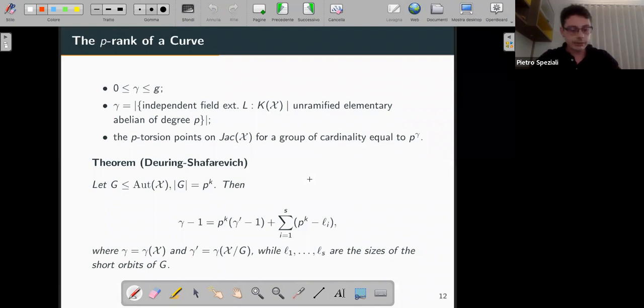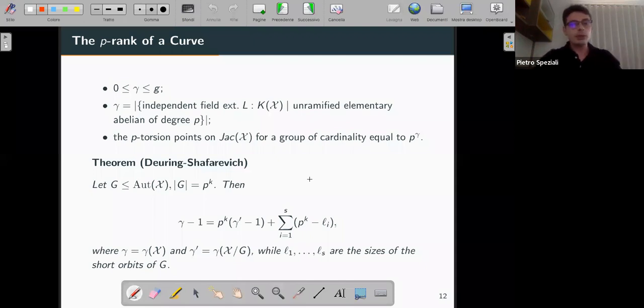You may ask yourself, well, in positive characteristic, I may have further invariants of the curves, which may help in understanding the behavior of the automorphism group of the curve. And maybe they behave better than the genus when related to p-groups. Do we have such a guy? Well, we do have. It's the so-called p-rank.